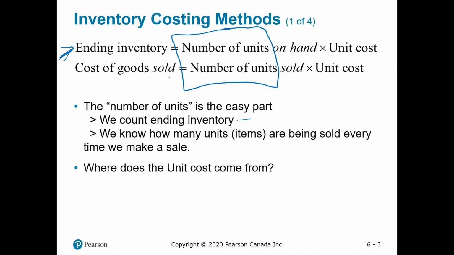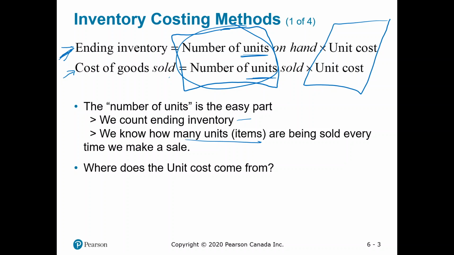And when we're selling goods, if a customer comes through and they buy something, we know how many units are being sold. So every time we make a sale, we know the number going out. So this number of units is the easy part when we're looking at these formulas. But what's more complicated, and what we're going to look at in Chapter 6, is knowing what the unit cost is that we apply to each unit that we either have on hand or each unit that we sell.